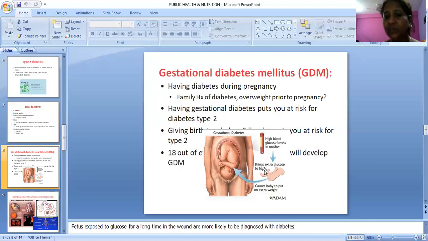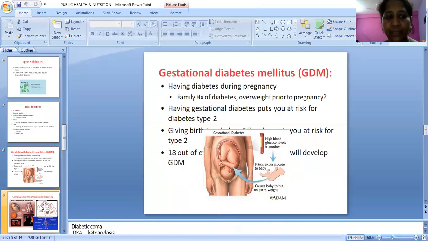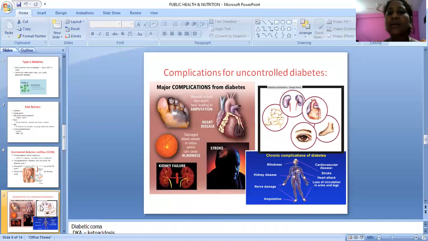In this figure, you can observe that high blood glucose levels in the mother go to the baby. That causes the baby to put on extra weight. Okay, this is about gestational diabetes mellitus. Okay, coming to the complications of uncontrolled diabetes.